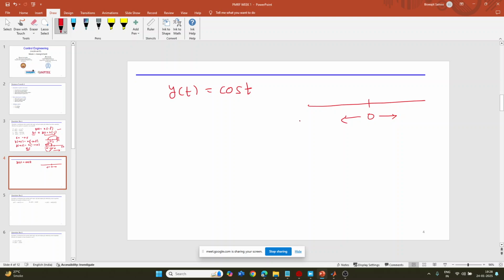What is the answer? I'm expecting some answer from you guys. Okay, nobody wants to answer it. Let's put t equal to 0. If you put t equal to 0, then y of 0 is how much? 1. Y of 0 is 1.